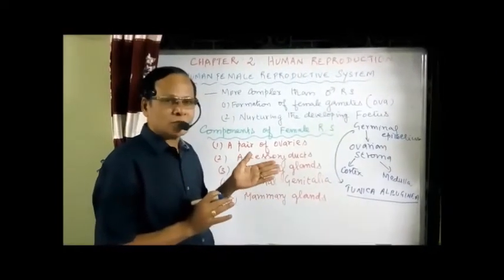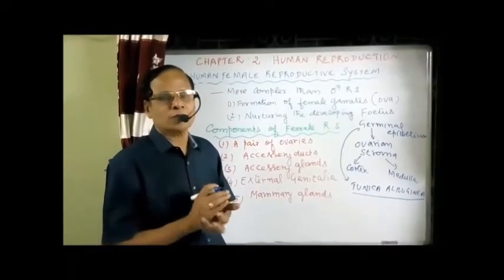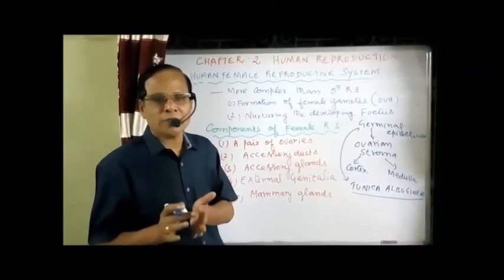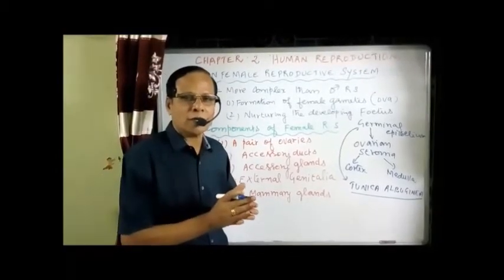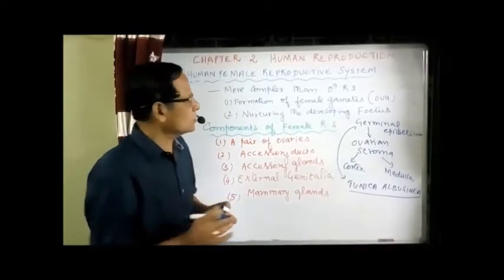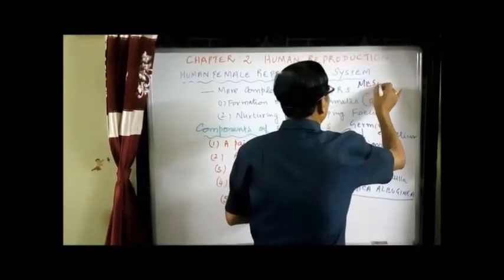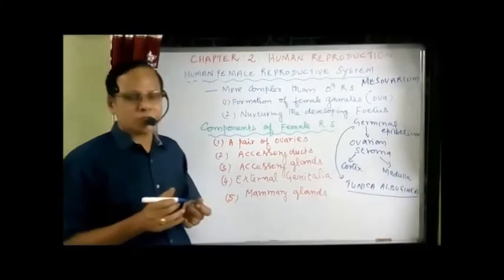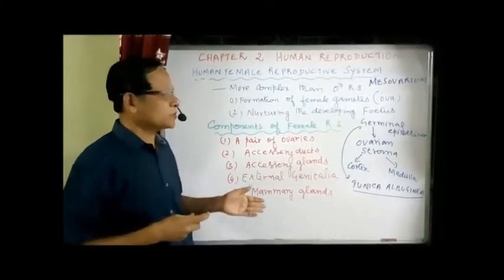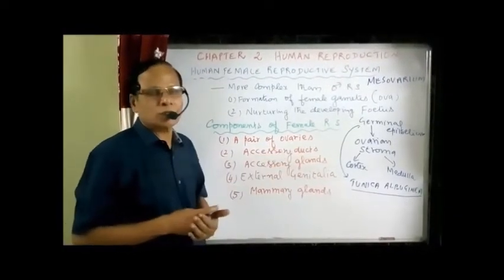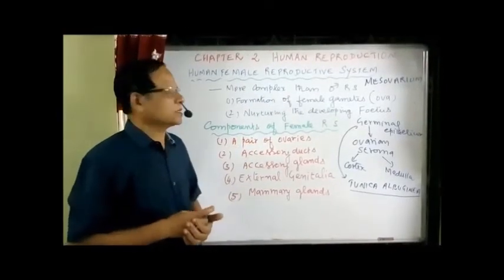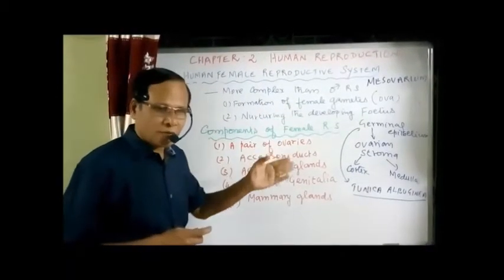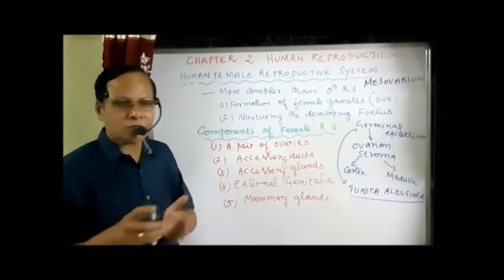Then the ovary is connected to the pelvic wall, meaning the dorsal body wall, and also to the uterus by means of a ligament, which I'll show in the picture, called the mesovarium. So the mesovarium is a ligament that connects the ovary to the pelvic wall and to the uterus. Okay, so that's about the ovary.